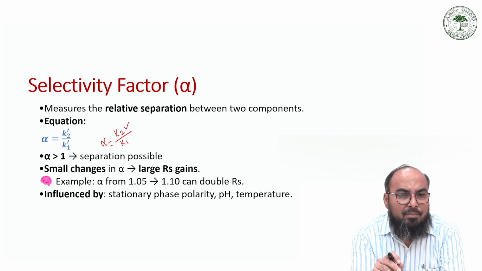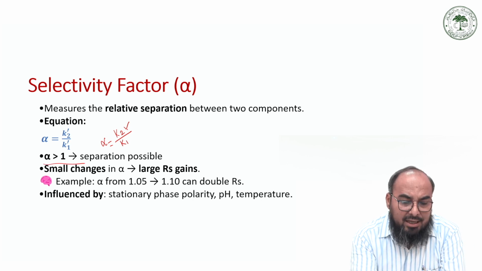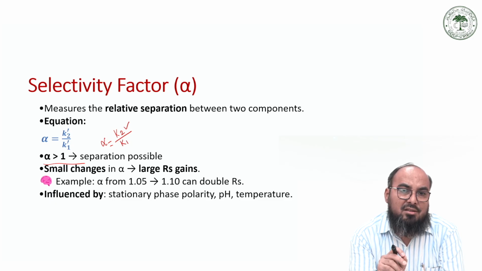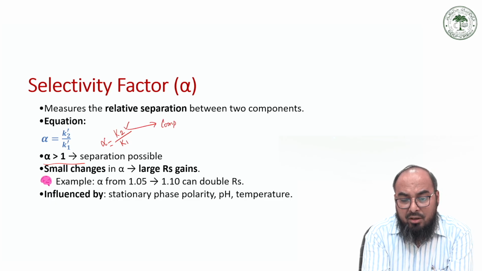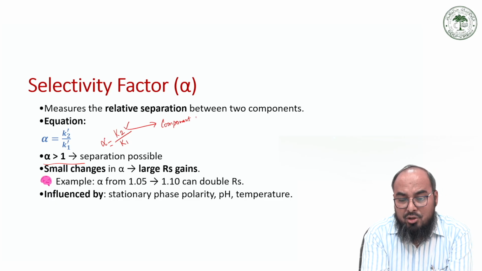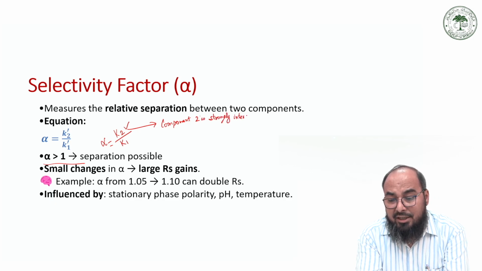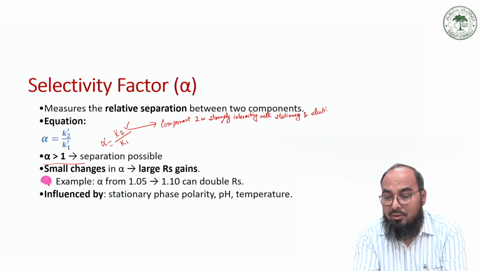So for an effective separation, alpha is always greater than 1. This 2 also implies that the second component is interacting strongly with the stationary phase as compared to 1. That is, component 2 is strongly interacting with the stationary phase and eluting last.